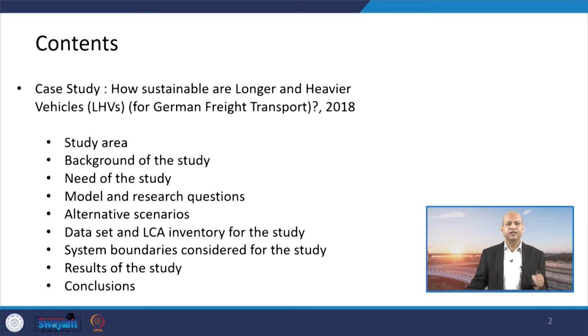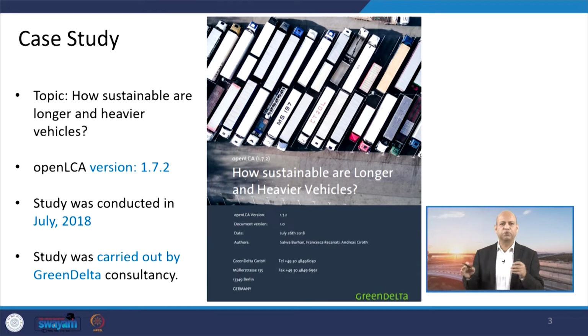Then the data set and LCA inventory for the study, where we have to borrow or download it and use it. Then the system boundaries considered for the study, because whenever we do some sort of modeling, we have to define the system boundaries; the model is used only in a particular context. Then we will see the results of the study, and ultimately we will conclude how these results are interpreted and what the implications are.